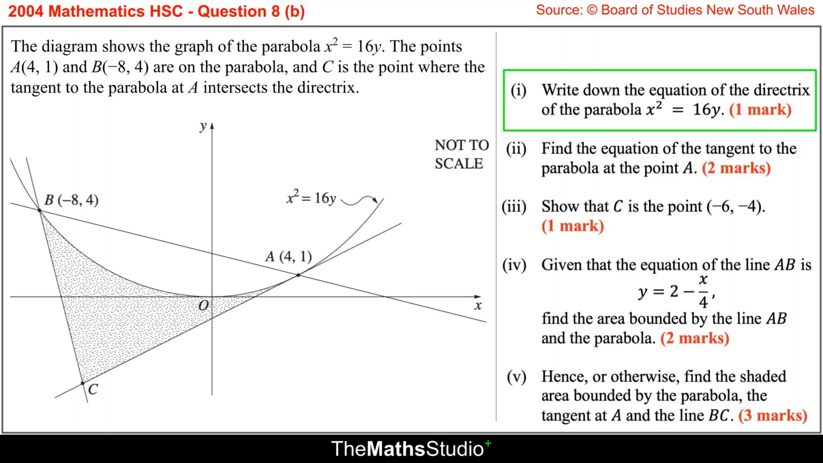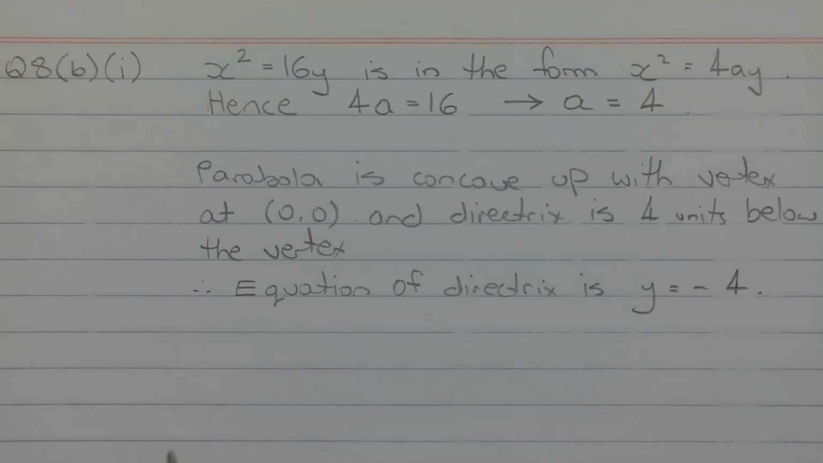Part 1. Write down the equation of the directrix of the parabola x squared equals 16y. The equation of the parabola x squared equals 16y is in the form x squared equals 4ay, where a represents the focal length of the parabola, that is, the distance from the vertex to the focus or the distance from the vertex to the directrix.